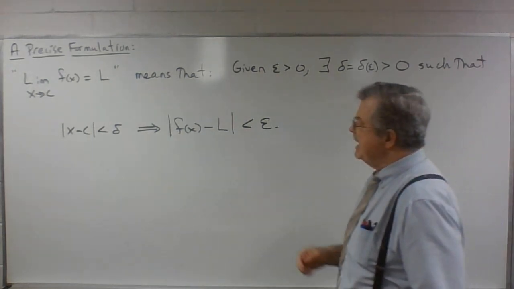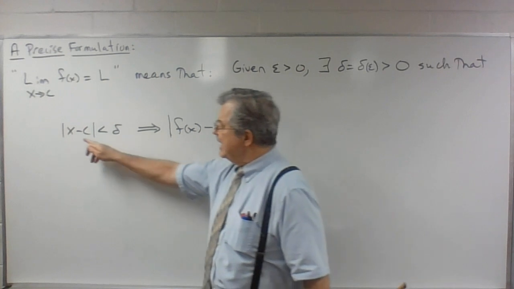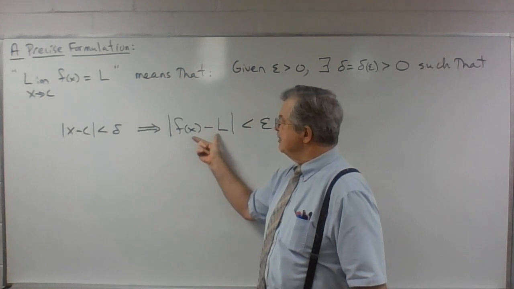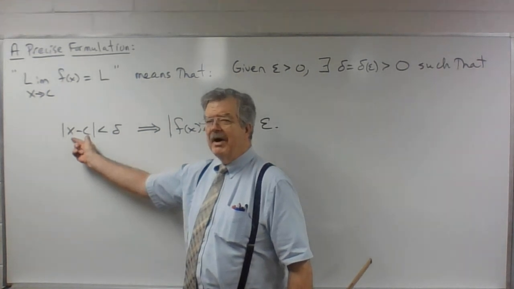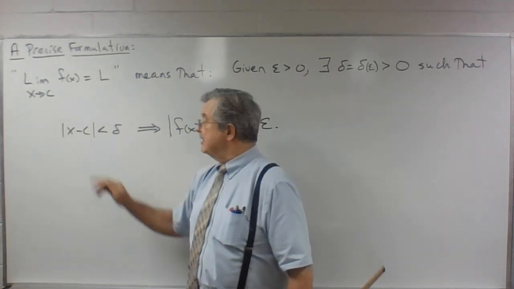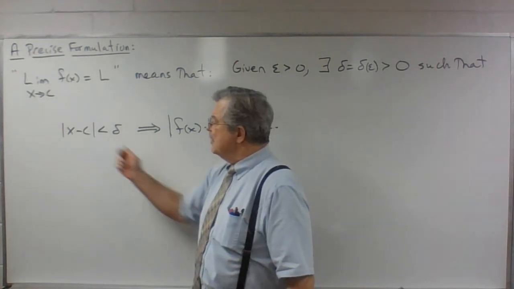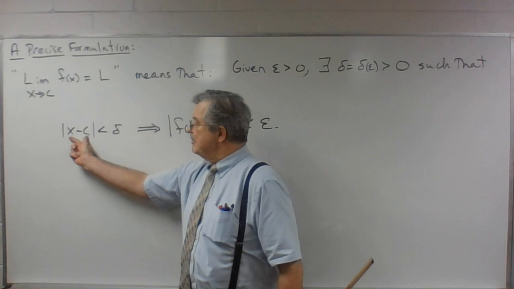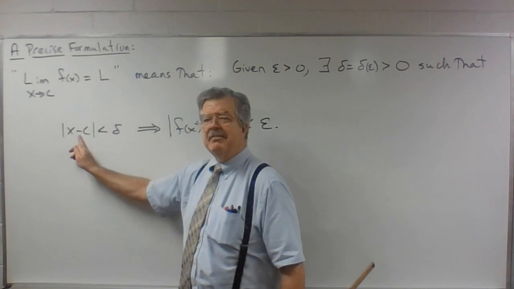When we say that we can make f of x as close to L as we want by making x sufficiently close to c, we mean that we can make f of x as close to L as we want by making x as close to c as we want. X can be as close to c as we want without actually becoming equal to c. So there's a technicality here. We can make f of x as close to L as we want, provided we make x as close to c as necessary without x actually becoming equal to c.